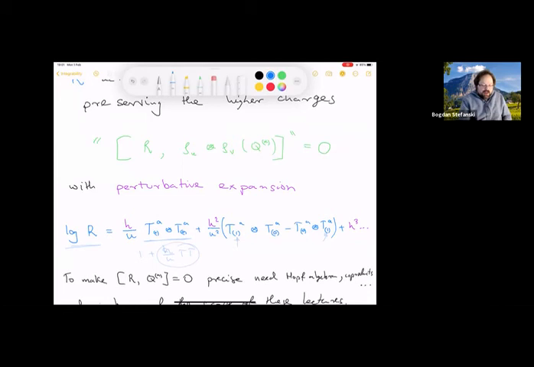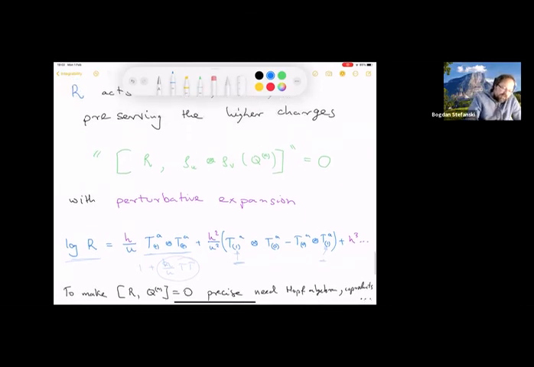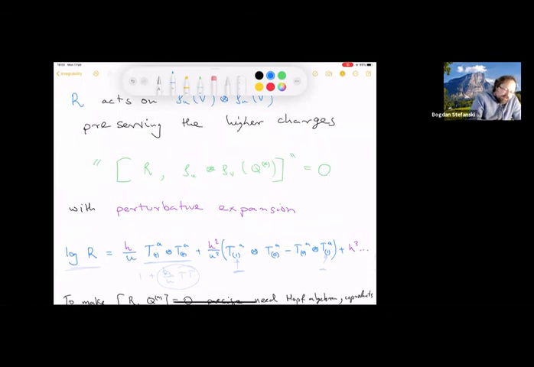So if we know how to represent these guys, then we'll be able to write down the all-orders R matrix. And the basic principle for the R matrix is not to just commute with the local charges, but the R matrix has got to commute with all the higher charges.